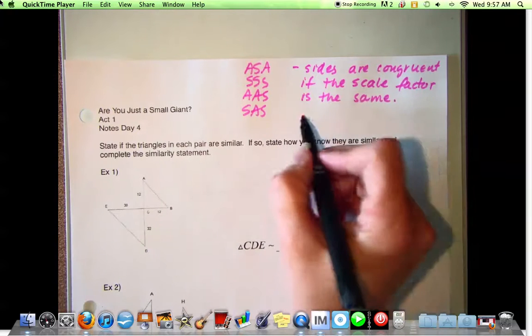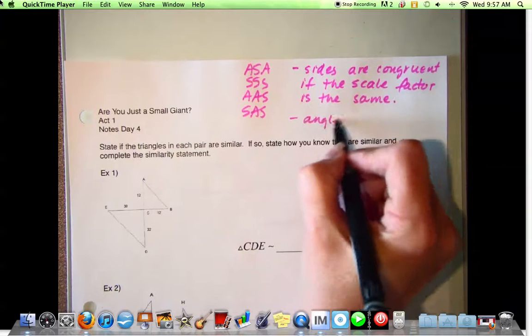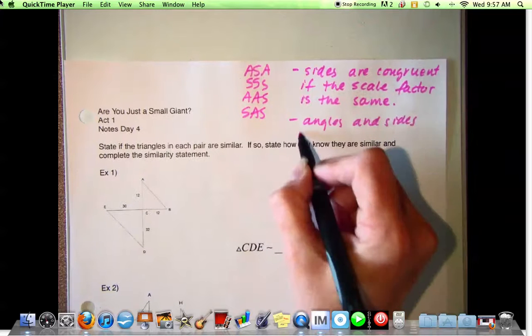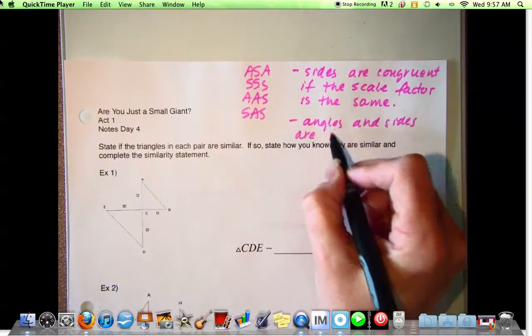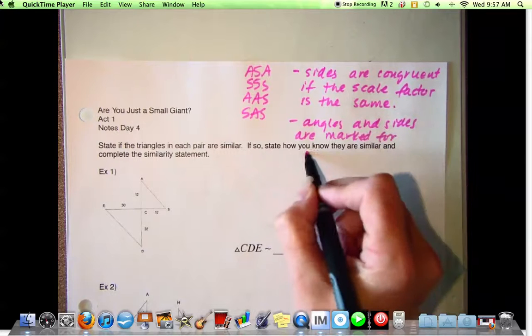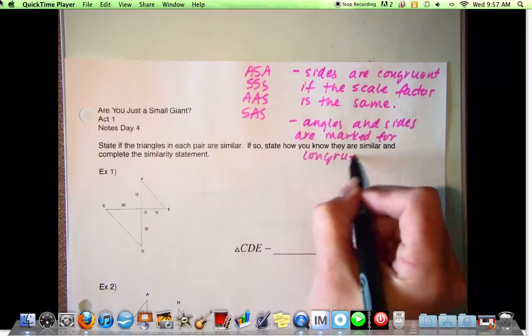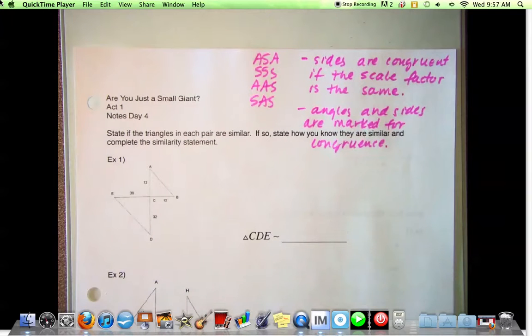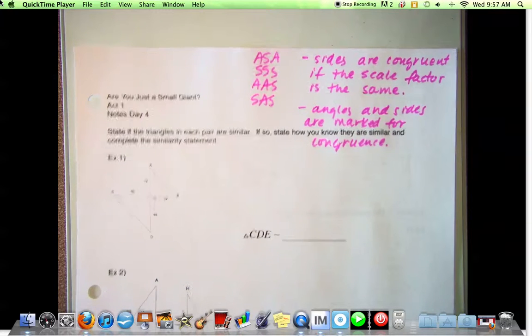All right, so angles and sides are marked for congruence. So the little half circle or the tick mark. State if the triangles in each pair are similar. If so, state how you know they are similar and complete the similarity statement.